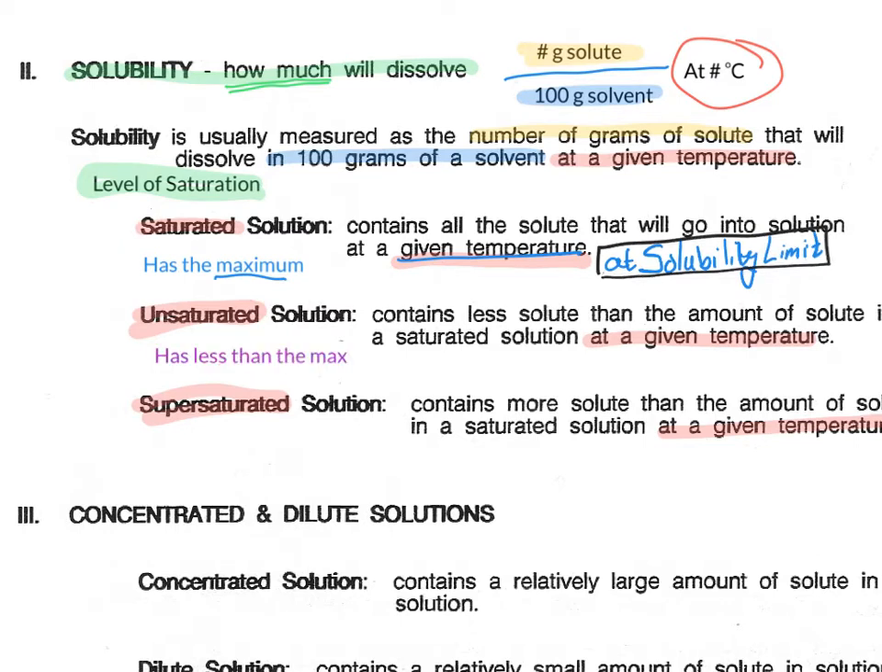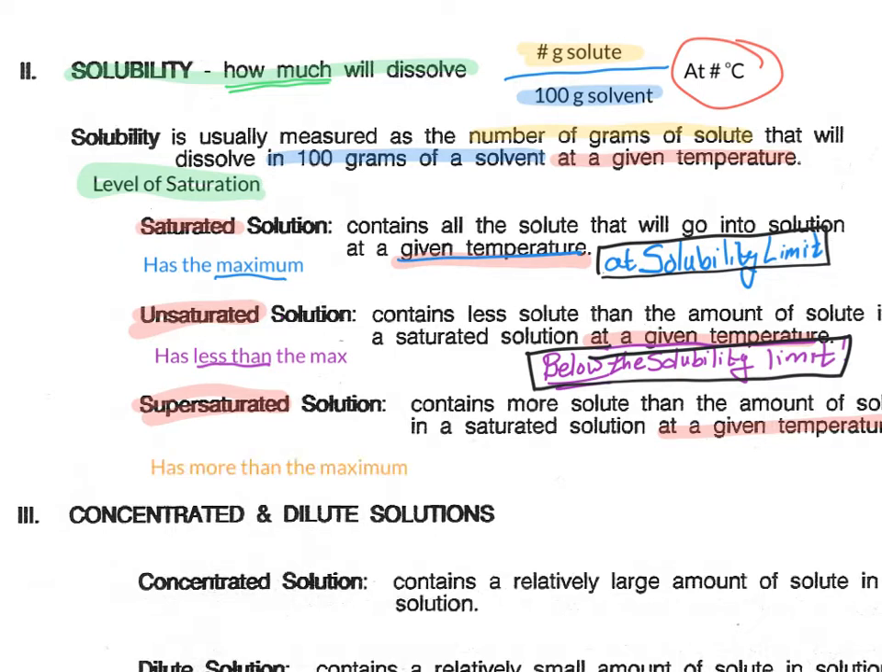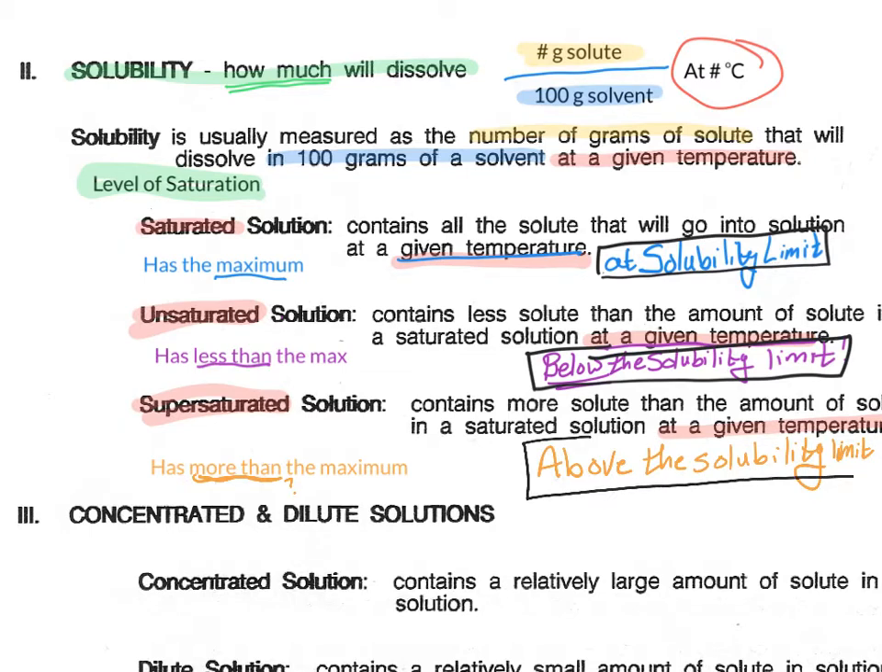An unsaturated solution is one that has less than the maximum amount of solute that can dissolve at that given temperature. It is below the solubility limit. And finally, the most confusing of the 3, the supersaturated solution. It has more than the maximum amount of solute that can dissolve at a given temperature. It is above the solubility limit.